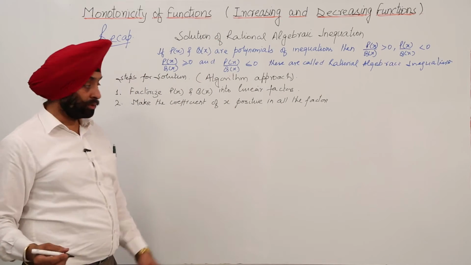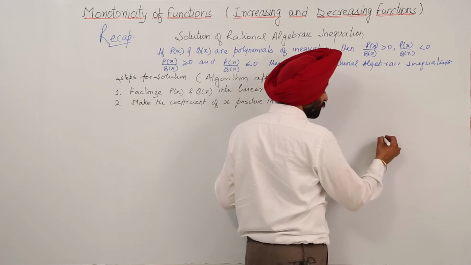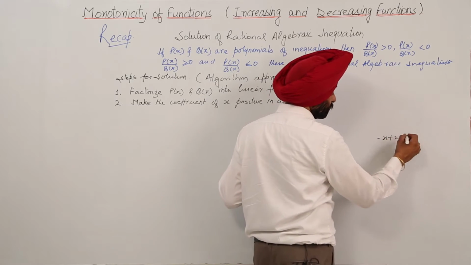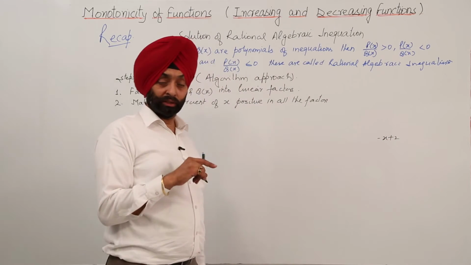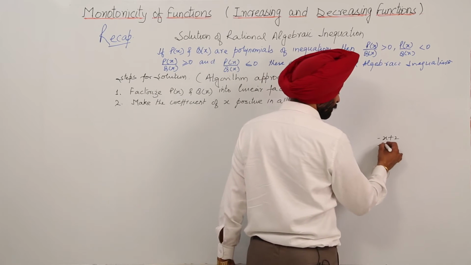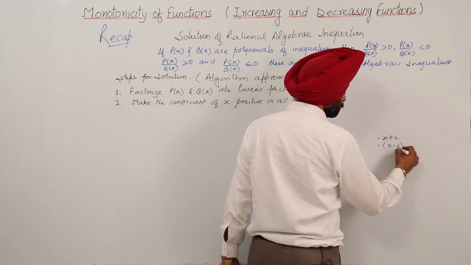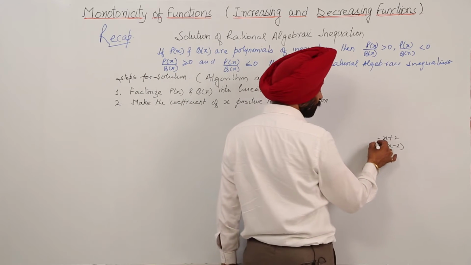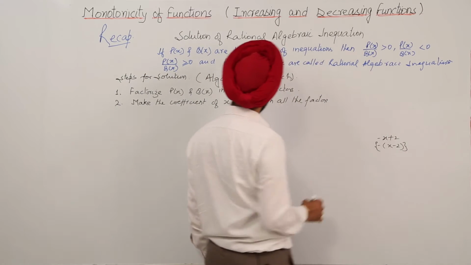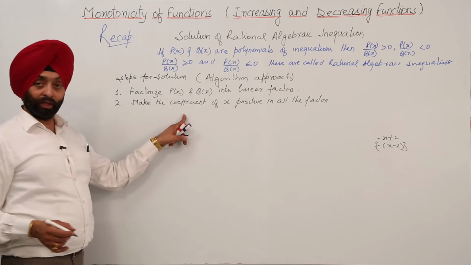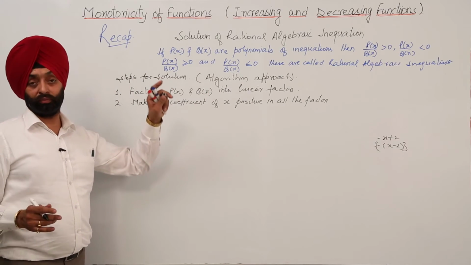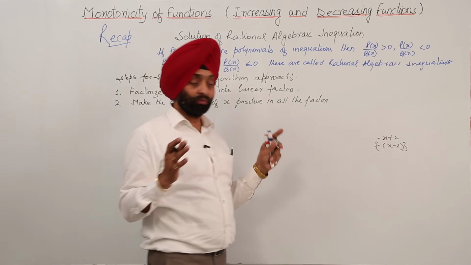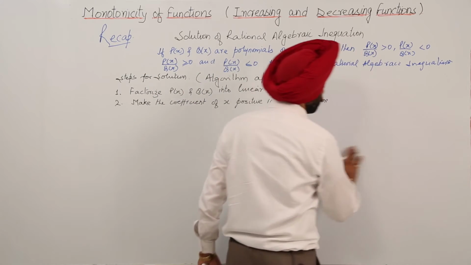Now what this means: suppose you have minus x plus 2, don't go with it like this, just write negative outside, x minus 2. So make the coefficient of x positive in all the factors. Here the coefficient is 1. Next.